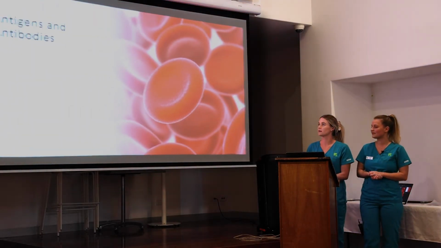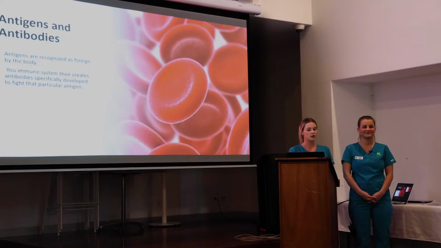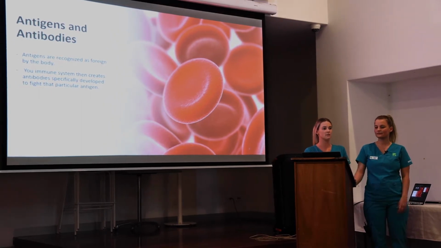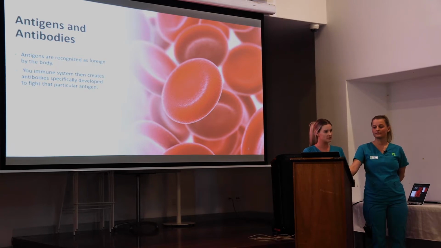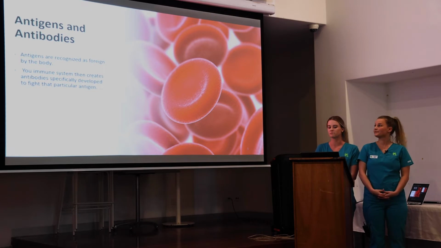Alrighty, let's get started. One of the first topics we're going to discuss in this seminar is blood types and their compatibility with each other. But to have a better understanding of this, we need to have a basic understanding of antigens and antibodies. Simply put, antigens are a variety of substances recognized as foreign by the body. Your body will trigger an immune response. This immune response is your immune system creating antibodies specifically developed to fight that antigen in case your body is ever to encounter them again.